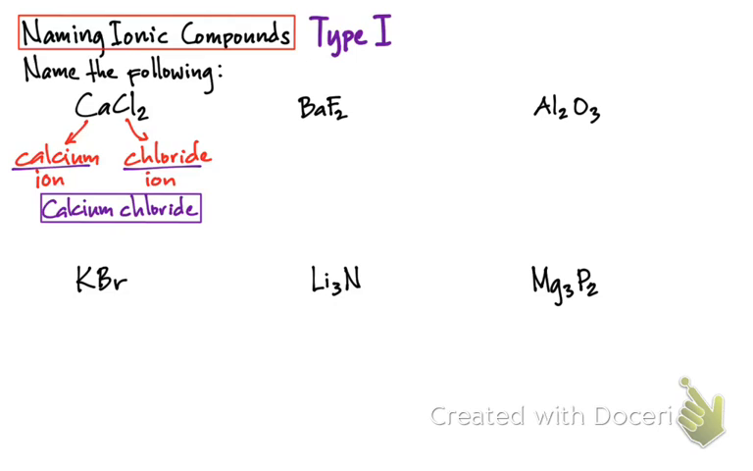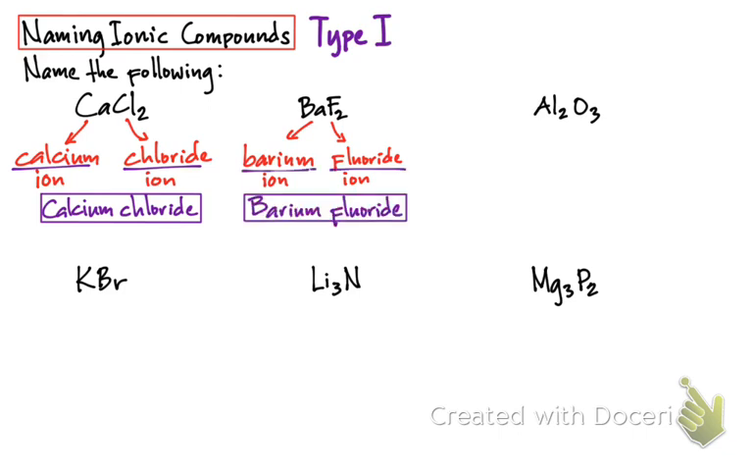So if you would like to practice on these 5 different examples here, you can pause the video and try it out yourself. All right, so the first one here is barium fluoride. So BaF2, you have barium ion and a fluoride ion, and so again, all you have to do is drop the word ion and combine the two words barium and fluoride, which becomes barium fluoride.